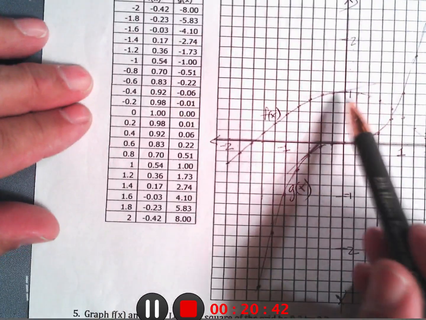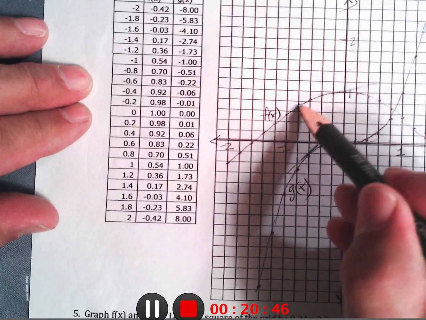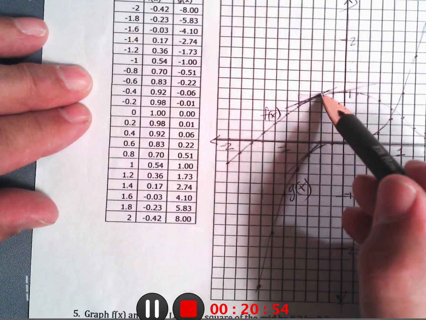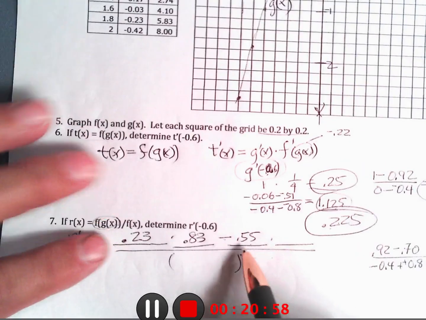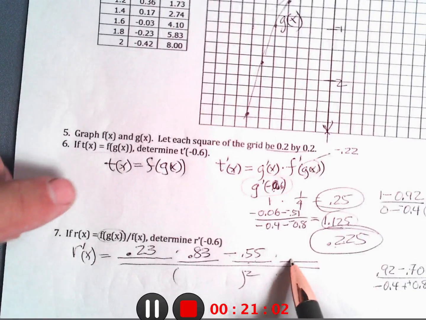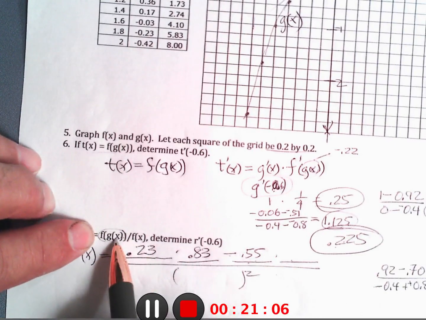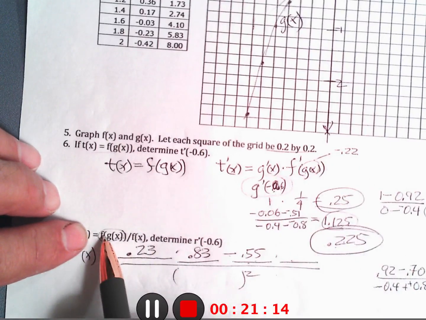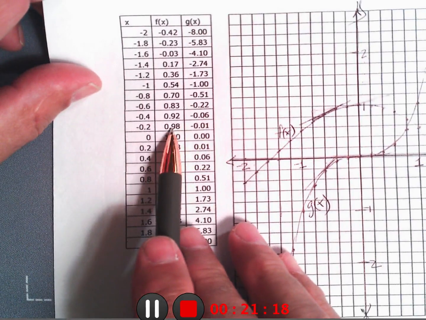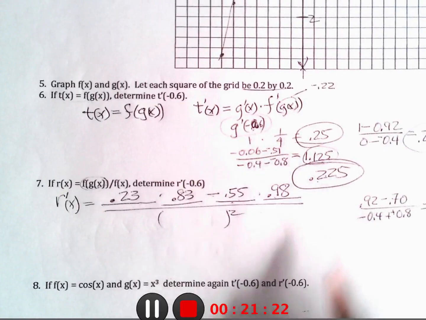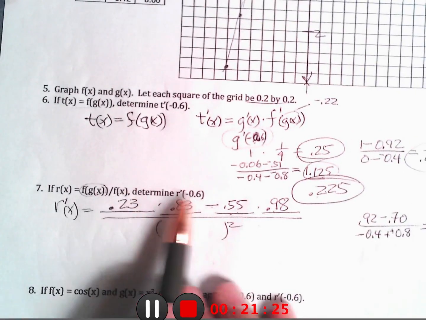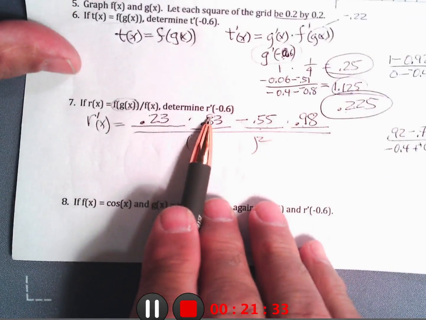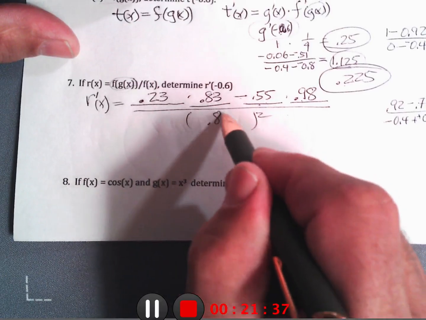Let's take a look here. At negative 0.6, the slope of the tangent line, yeah, I can see that it's about a half, going up 1 for 2. Okay? So we could have estimated that slope times the numerator. So we've got to put into g negative 0.6, which we know is negative 0.2, and then we're supposed to find f of that. So f of negative 0.2 is 0.98 over f of negative 0.6, and f of negative 0.6 was 0.83. We have it here. So 0.83.